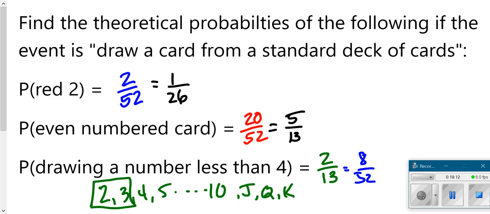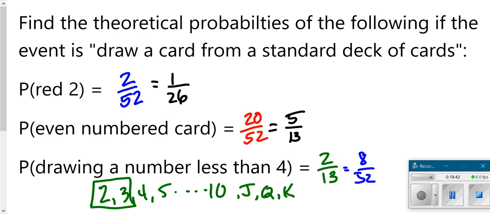Okay, here are my answers. So there are 2 red 2s in the deck. So I said 2 out of 52. You can reduce that if you want. An even numbered card, we want to think of the fact that there's 2, 4, 6, 8, 10. So that's 5 out of every 13 cards. There's 13 cards in a suit. Or you could say there's 20, right? Because there's 5 in each suit, and there's 4 suits. So that's 20 out of the deck of 52.